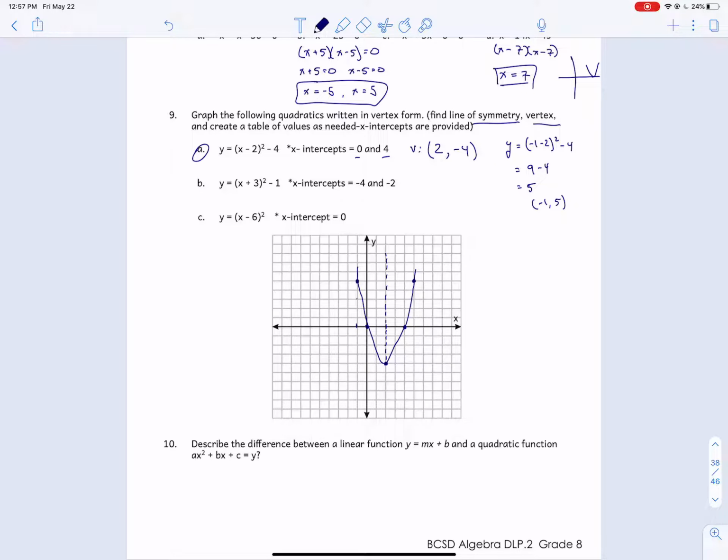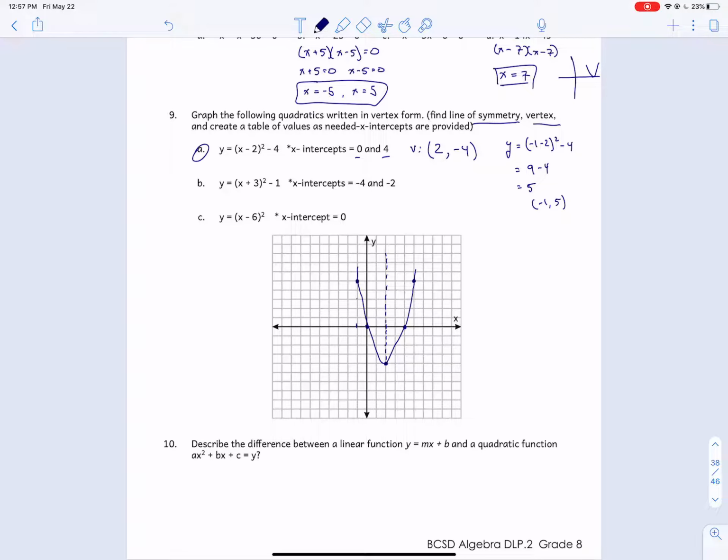All right, and then number 10. Describe the difference between a linear function, y equals mx plus b, and a quadratic function, ax squared plus bx plus c. So you can put the y on the front of that, y equals that, or equals y. So what are the differences? So just write whatever comes to mind. How it looks on a graph, okay? Straight line, curved line, okay, things like that.